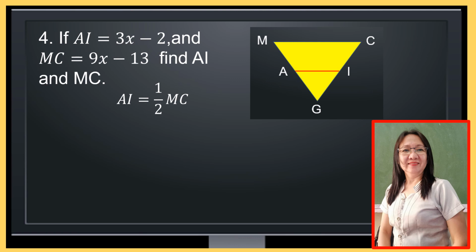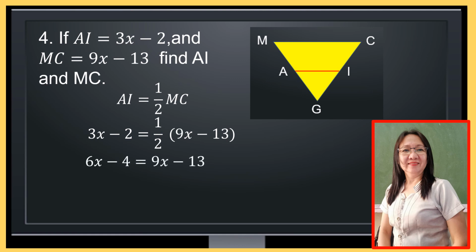So we can say, using our midline theorem, that the length of AI is 1/2 the length of MC. Then by substitution, AI is equal to 3x minus 2 and MC is equal to 9x minus 13. Then by multiplying both sides by 2, we will get 6x minus 4 is equal to 9x minus 13.